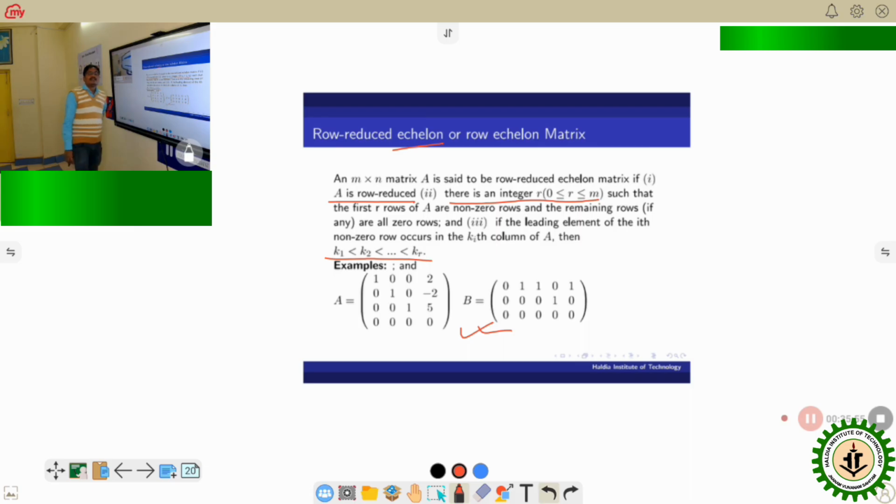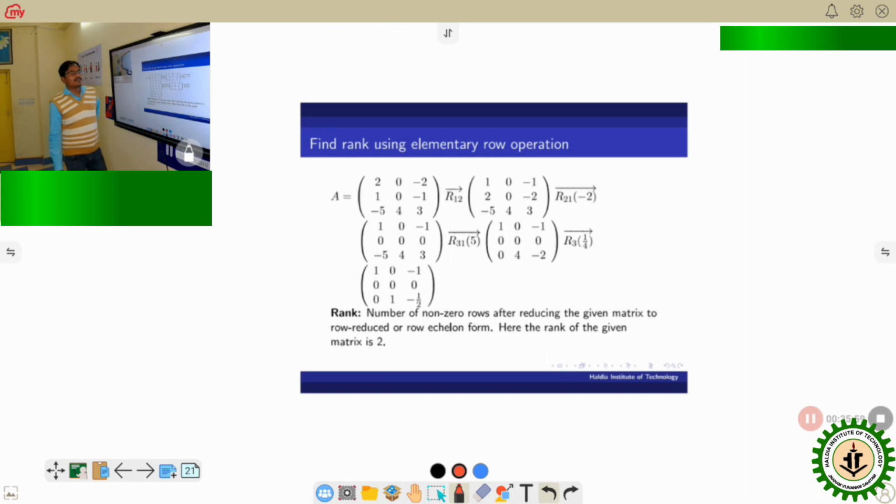So this is my today's lecture, and lastly we conclude with two examples: how to find rank using elementary row operations. That is the main application, to find rank. In the next class we will see how to solve a system of linear equations using the matrix method and elementary operations. So, find rank using elementary operations.